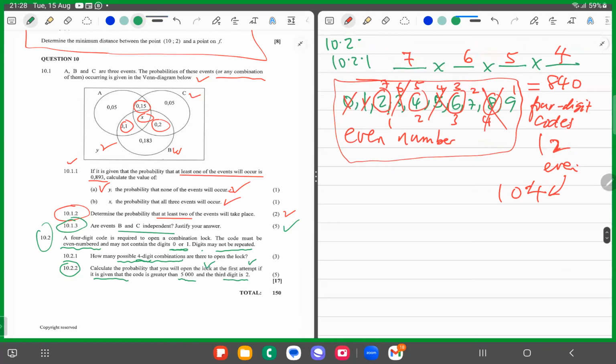Very interesting codes. Right, so now, this was last year's matric paper, 2022. So at this point, this is what you can obviously expect to meet in your test. Calculate the probability that you'll open the lock at first attempt, if it is given that the code is greater than 5,000 and the third digit is 2.